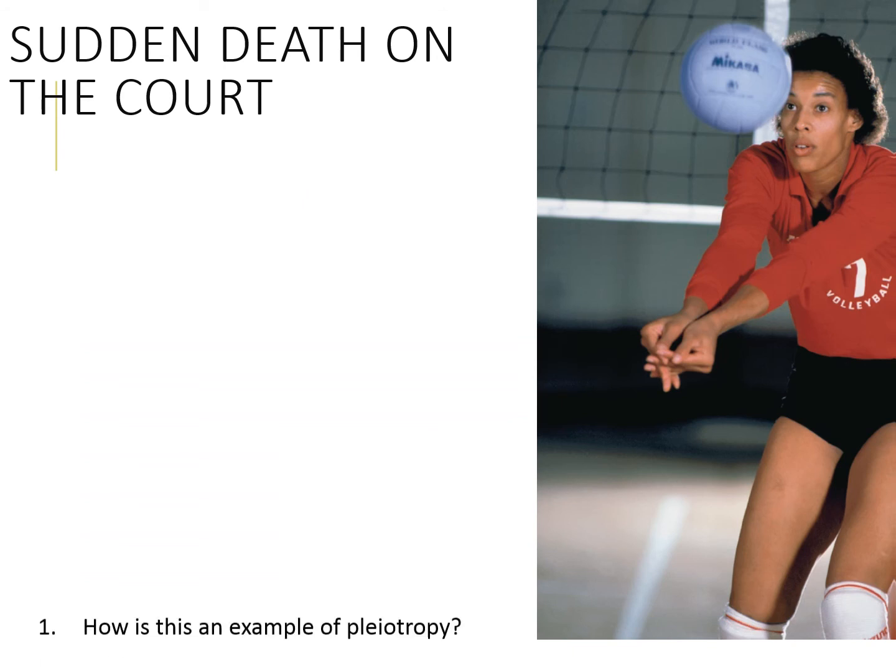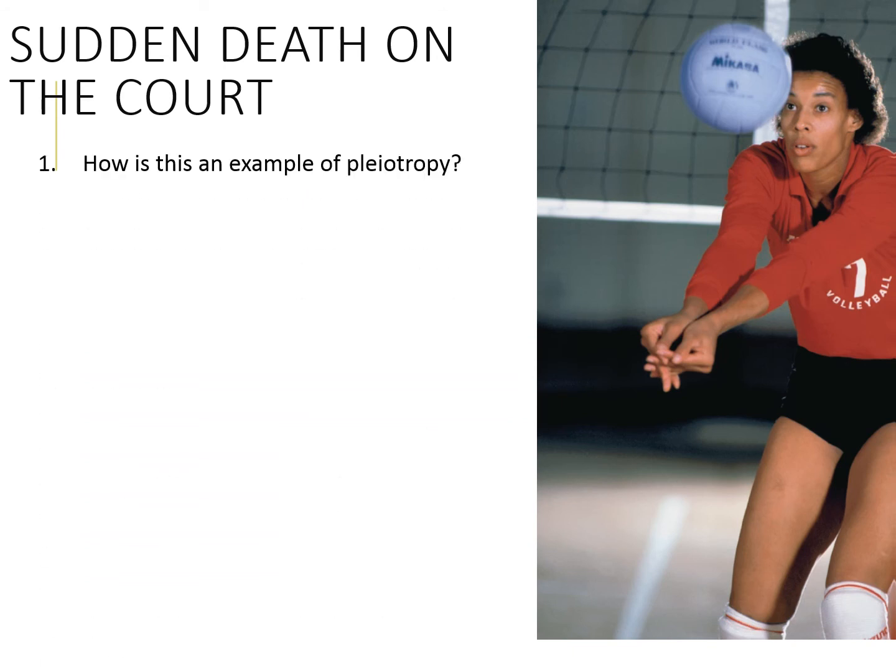Sudden death on the court is also an example of pleiotropy. How is it? Well, you do need to read those case studies so that you know, but basically, this one allele for this trait codes for greater height, bigger hands, bigger feet, and also weaker arteries. So it's really, really a sad case just because people who are taller may often be better at some sports, and then they also inherit weaker arteries. So pleiotropy can make things complicated. Another thing to think about when you think of pleiotropy, genetic technology is beginning.